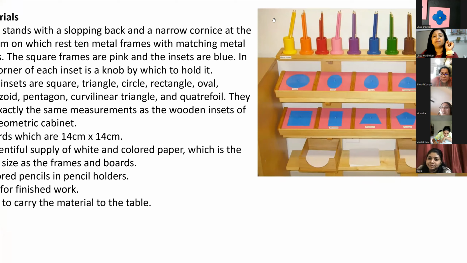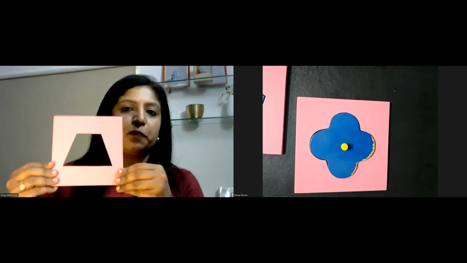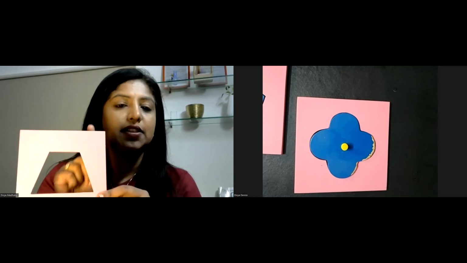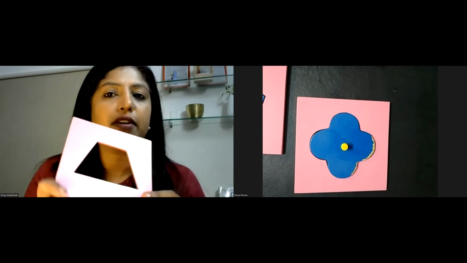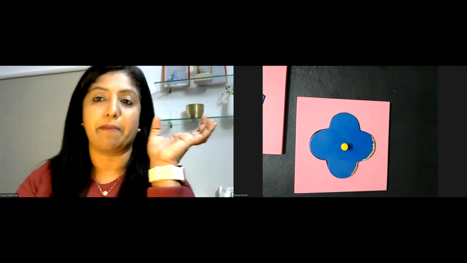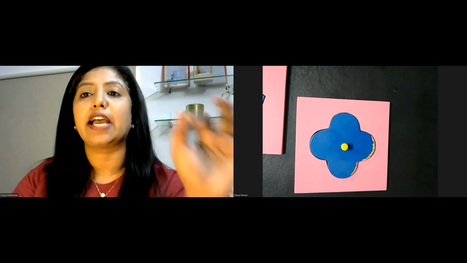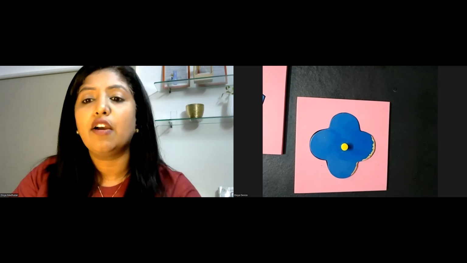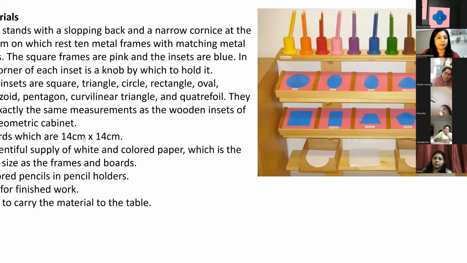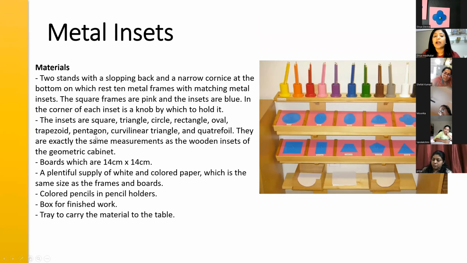Correct. Now the next important thing is about the size of the frame. What is the size of the frame? You need to also write this. It is 14 centimeter by 14 centimeter. This is important for students who are taking the diploma exam. You have to write the size of it also. The size of that particular metal frame is 14 centimeter by 14 centimeter. And what else you need to have? Colored pencils in a colored pencil holder. What else do you need? You need a box to keep the finished work. You need to have a box or a tray to carry the paper holders. This is the setup that you're going to do.